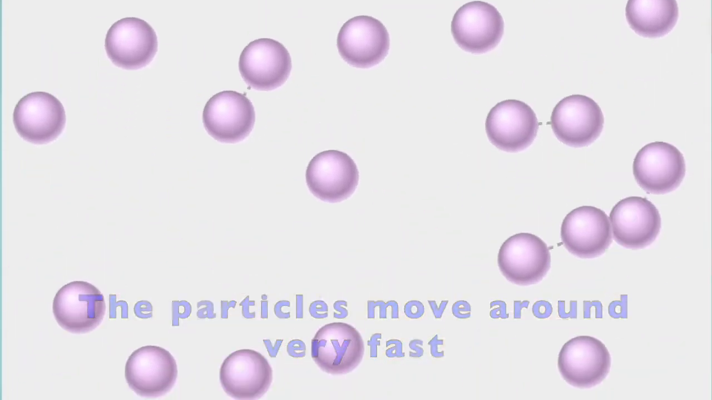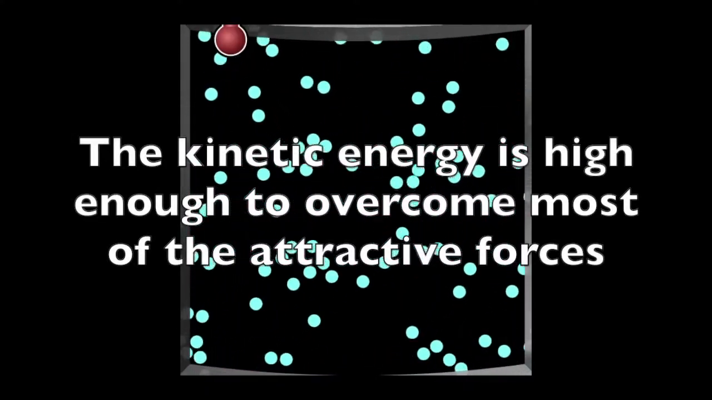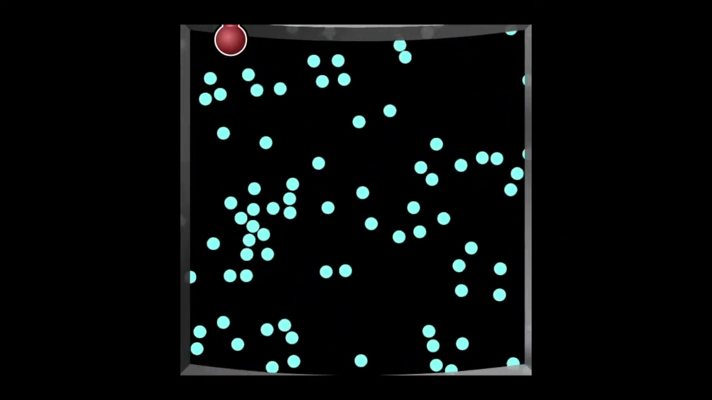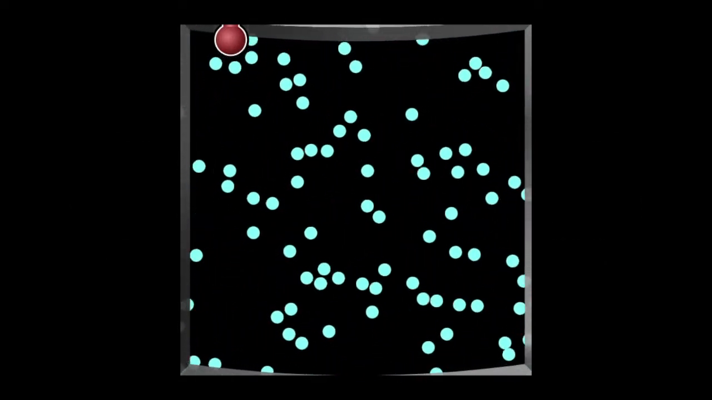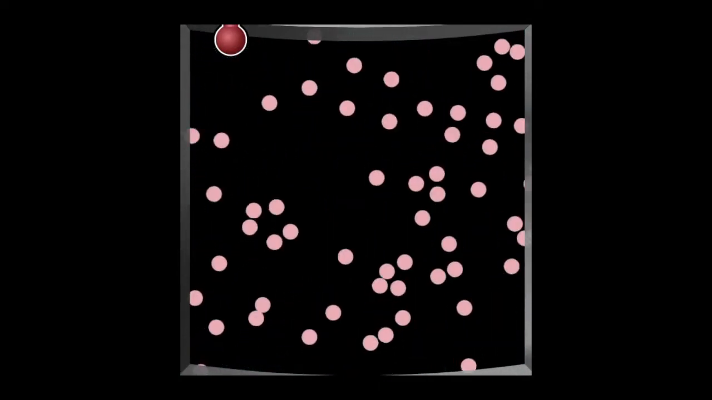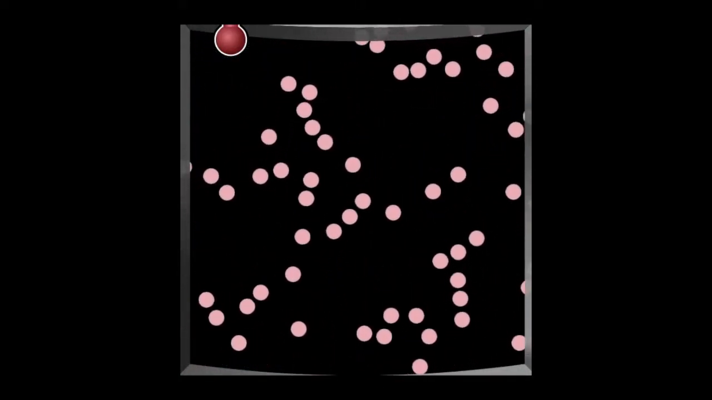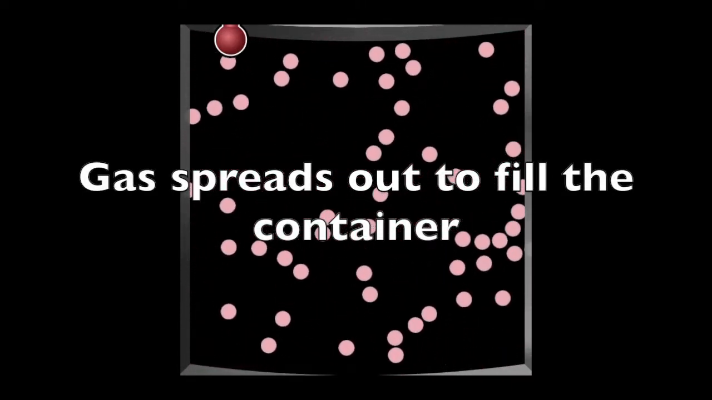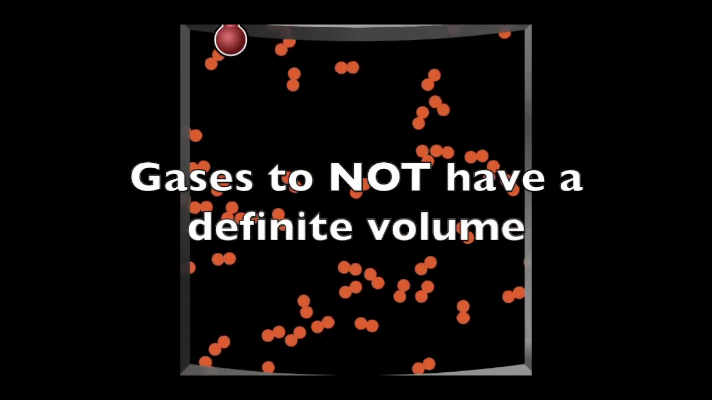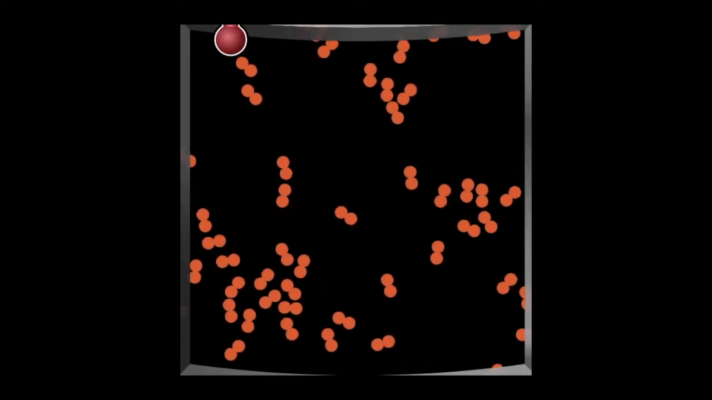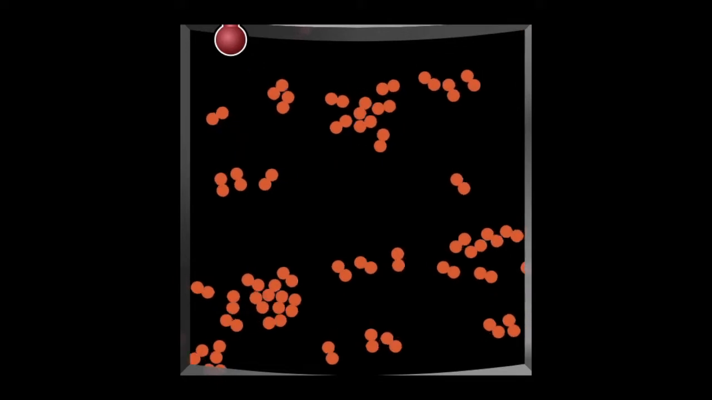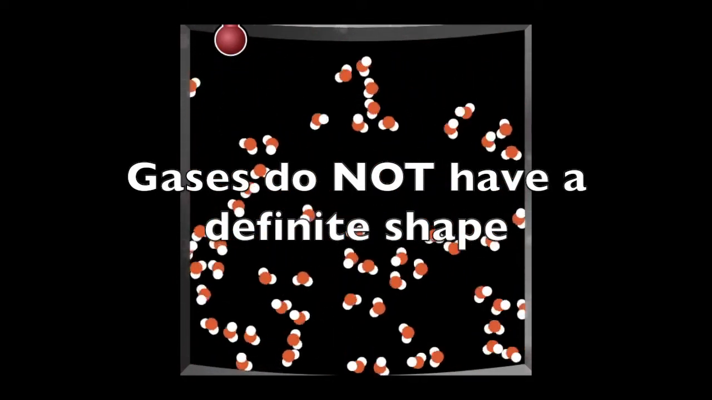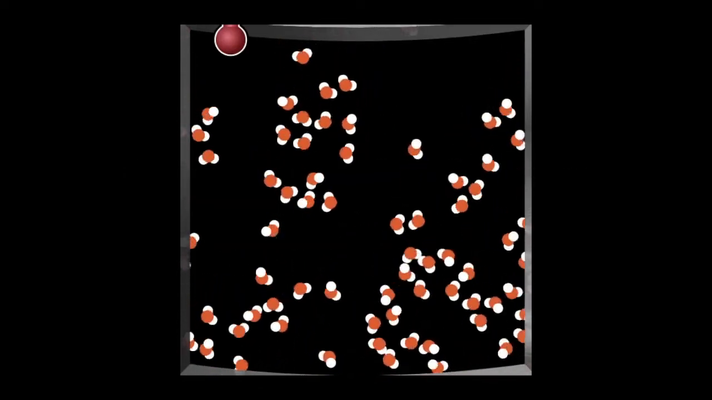The kinetic energy is high enough to overcome most of the attractive forces between gas particles. The particles do not clump together like the particles in liquids and solids do. Because the attractive forces between particles are so weak, gas spreads out to fill whatever container they are in. This is why gases do not have a definite volume. This is also why gases take the shape of their containers. They do not have a definite shape because they will fill any space you put them in.